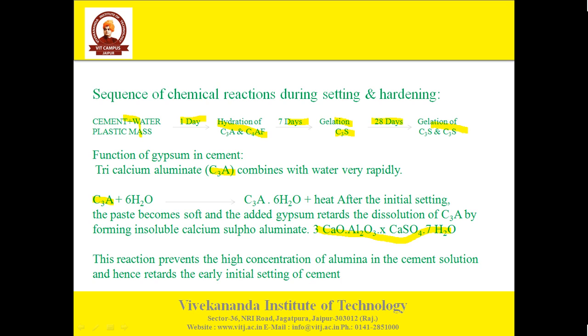So this is the chemistry behind the setting and hardening of cement. I expect all of you understand this chemistry of setting and hardening. The main role is of only four constituents. I am again repeating: C2S, C3S, C3A, C4AF. These four constituents react with water and give different types of species which are responsible for setting and hardening.